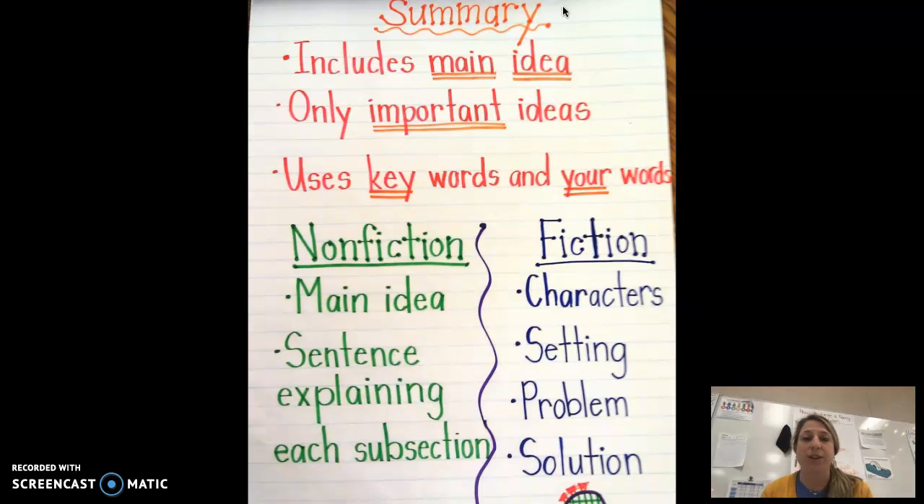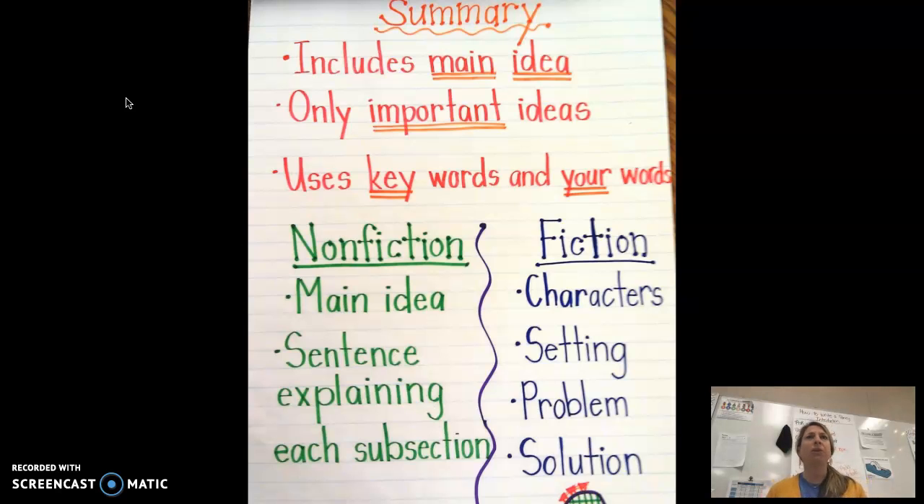I have to tell myself first, what was the story mostly about? And then I only put the important ideas. Only the important ideas, because what happens is they try to put extra details in there, and that's the answer choice you want to choose. Like naturally, you want to go choose it because it told things about the story. Well, I want to make sure it only tells the important stuff about the story, not just the tiny details. And it says it uses keywords and your words.